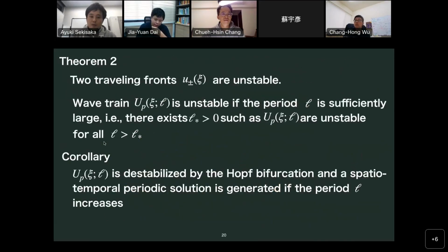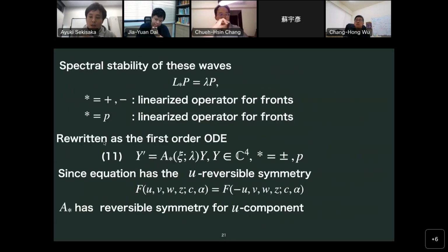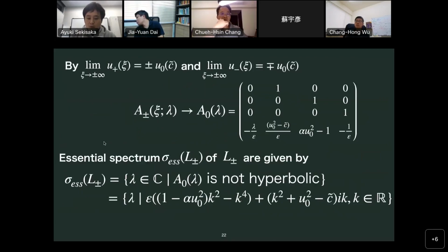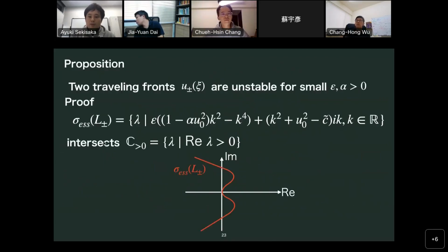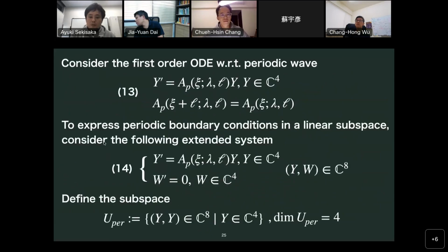Yeah, I see. Thank you. So we want to realize the linear subspaces in the boundary condition. For the periodic boundary condition, we extend with W prime equals 0. So in this extended system, the periodic boundary condition realizes linear subspaces, such as a 4-dimensional subspace. Okay. Thank you.